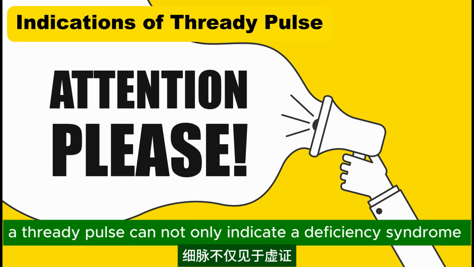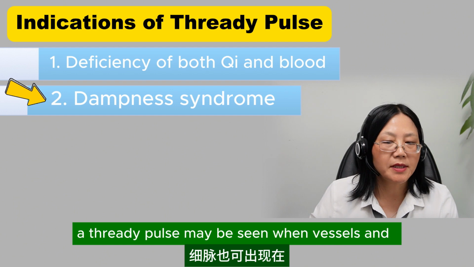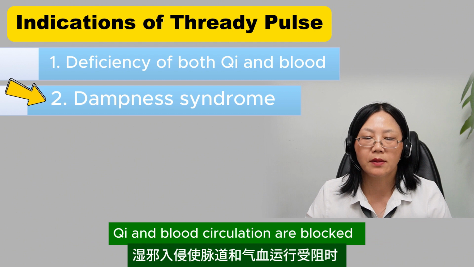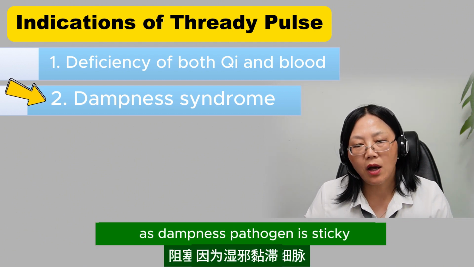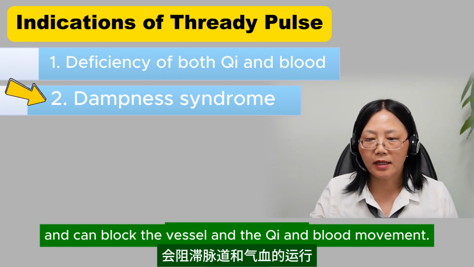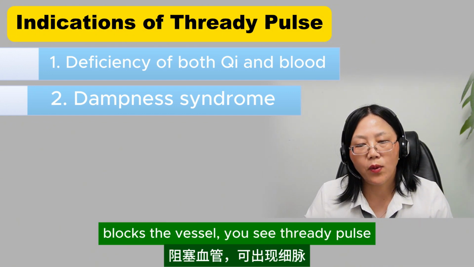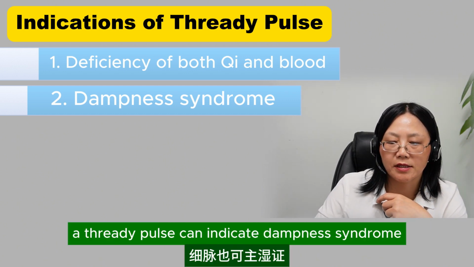Attention please. A thready pulse can not only indicate a deficiency syndrome, but can also occur in excess syndrome. A thready pulse may be seen when vessels and qi and blood circulation are blocked by pathogenic dampness. As dampness pathogen is sticky and can block the vessel and the qi and blood movement. When the dampness blocks the vessel, you see thready pulse. Thready pulse can indicate dampness syndrome.